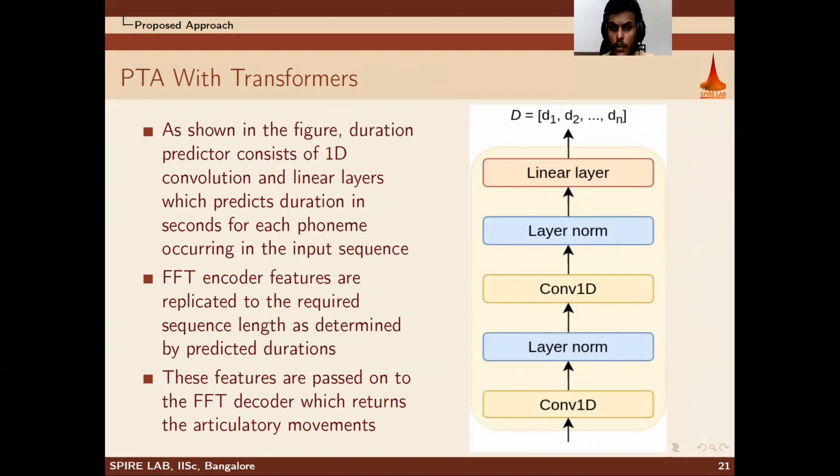And what it does is that for each position in the input sequence, it is going to compute the duration required for that position. Now, once the durations are obtained, the encoder outputs are replicated at each position by the number of times required by these durations. So after this operation, we'll have a sequence length that ideally would represent the actual ground truth articulatory movement length.